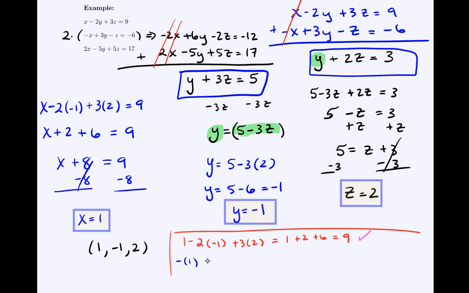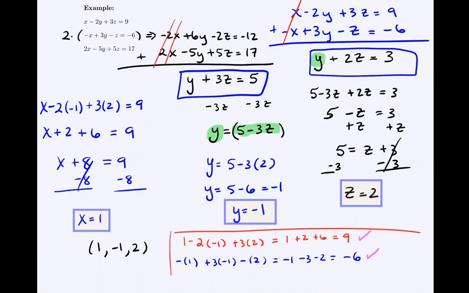Negative 1 plus 3 times negative 1 minus 2, that's equal to negative 1 minus 3 minus 2. That would be minus 6. What was it supposed to be? Negative 6, that checks out as well.